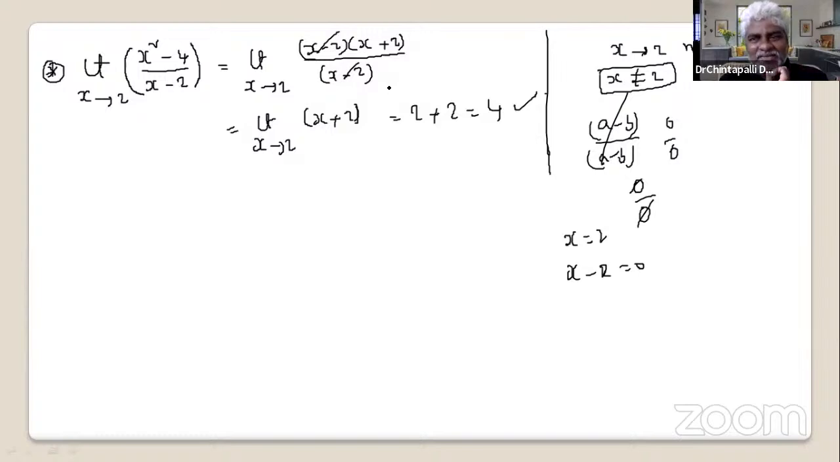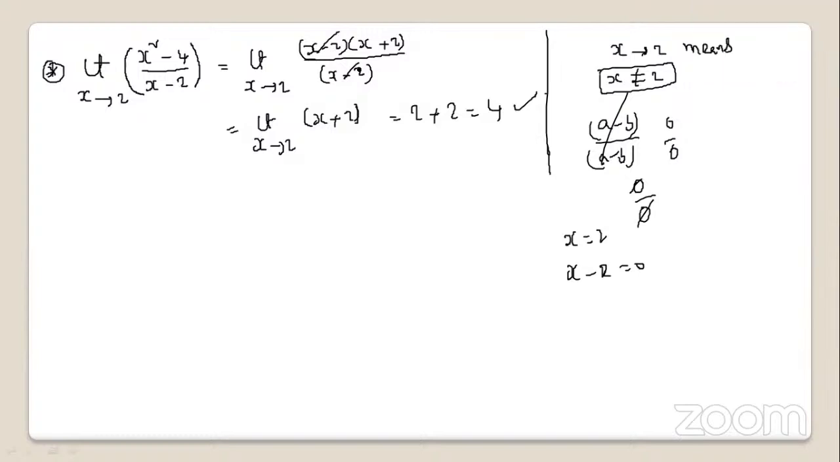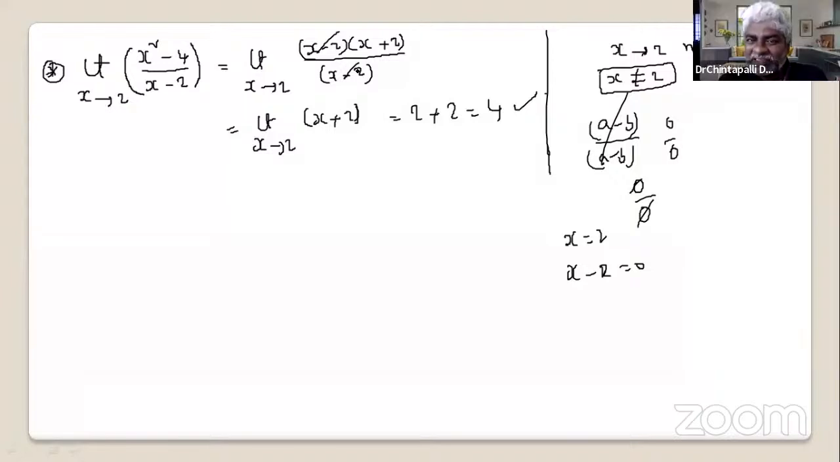But the solution is correct. There is no mistake in this answer and in these steps. In the previous cancellation, canceling such terms was wrong. Yes, sir. But here it is correct. Can you identify the reason why it is correct to cancel x minus 2 in the numerator and x minus 2 in the denominator? It is correct only. We can do it.